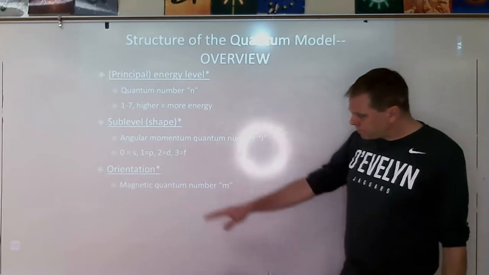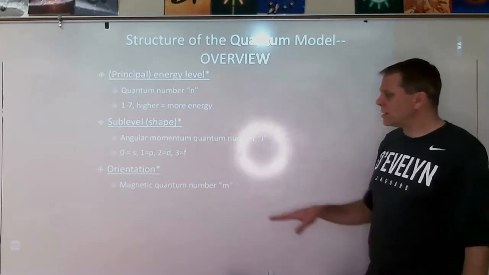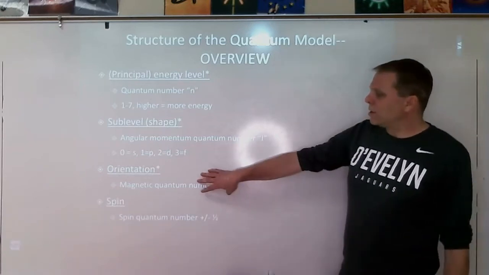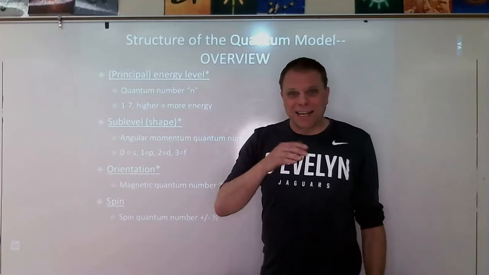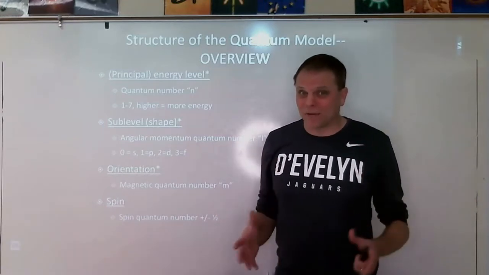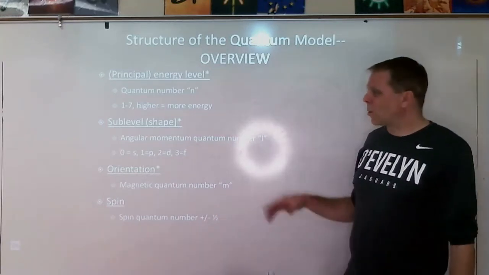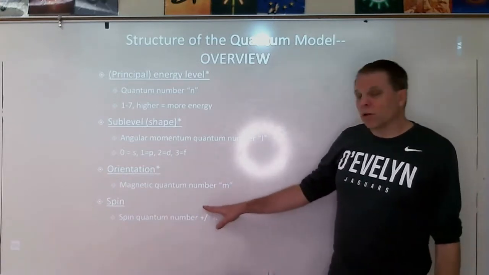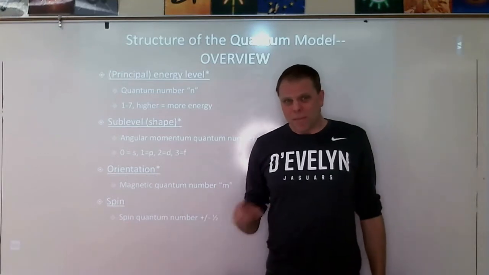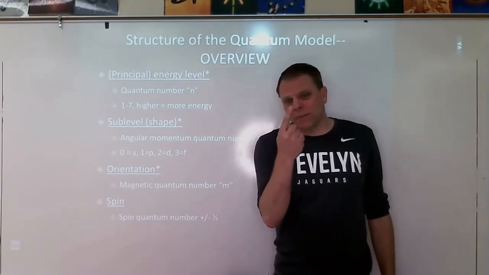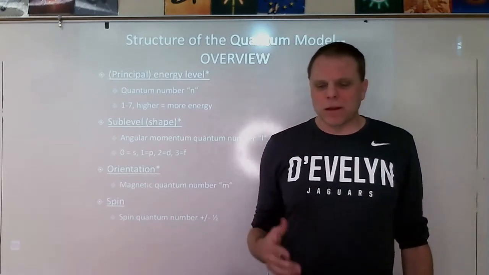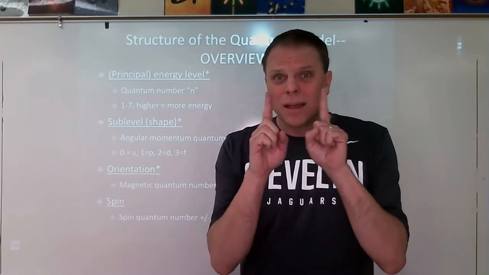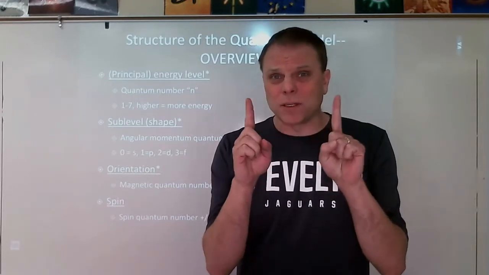Then the orientation is our magnetic quantum number, or M, and the orientation is going to have a few different indicators as well. Some of them have lots of indicators, up to 7 different indicators for the orientation. Then the spin is going to be either plus or minus half. Basically, the electrons are either spinning in one direction or the other. We don't necessarily know which direction they're spinning, but we do know that if they're in the same orbital, they must be spinning in opposite directions.